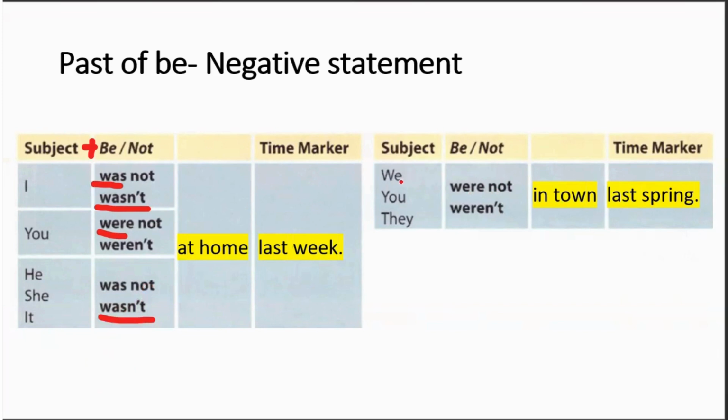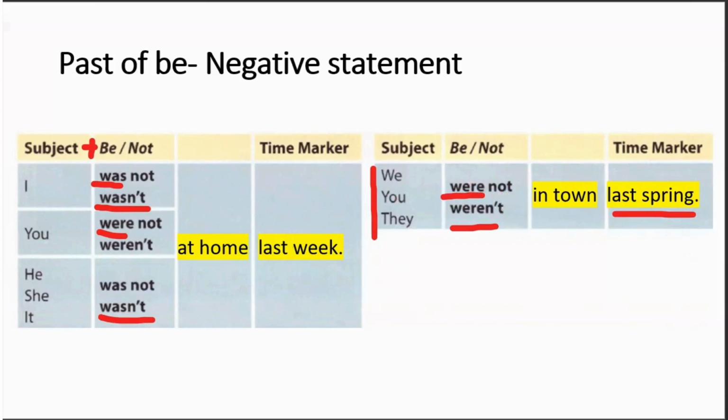And now, if the subject is plural, such as we, you, and they, what we do is use were and add not next to it, and the contraction is weren't. We weren't in town last spring. Again, the time marker goes at the end. You weren't in town last spring. They weren't in town last spring.